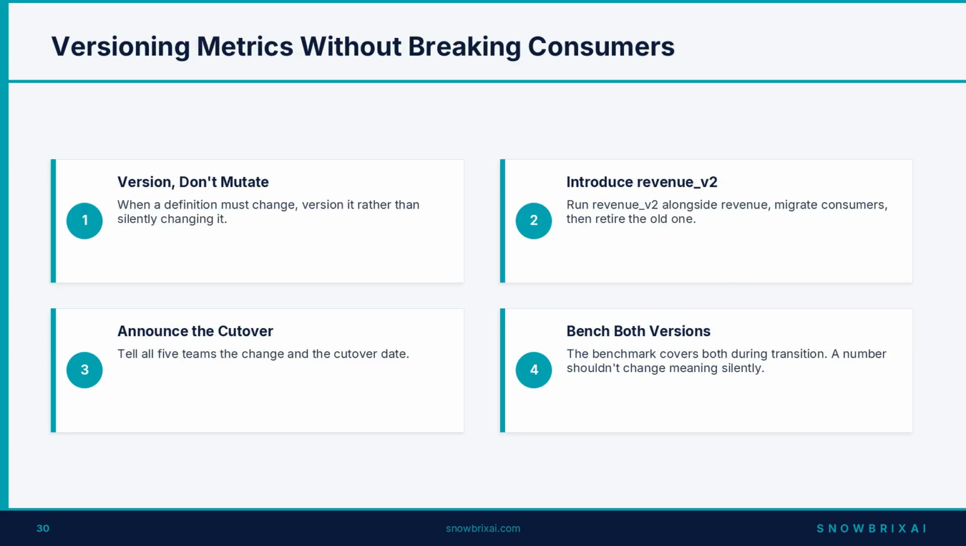And when a definition must change for real, version it, do not mutate it. Introduce revenue version 2 alongside revenue. Migrate the consumers, then retire the old one. Announce the change and the cutover date to all 5 teams, and have the benchmark cover both versions through the transition. Because a number should never change meaning without notice. Versioning is how you protect trust.